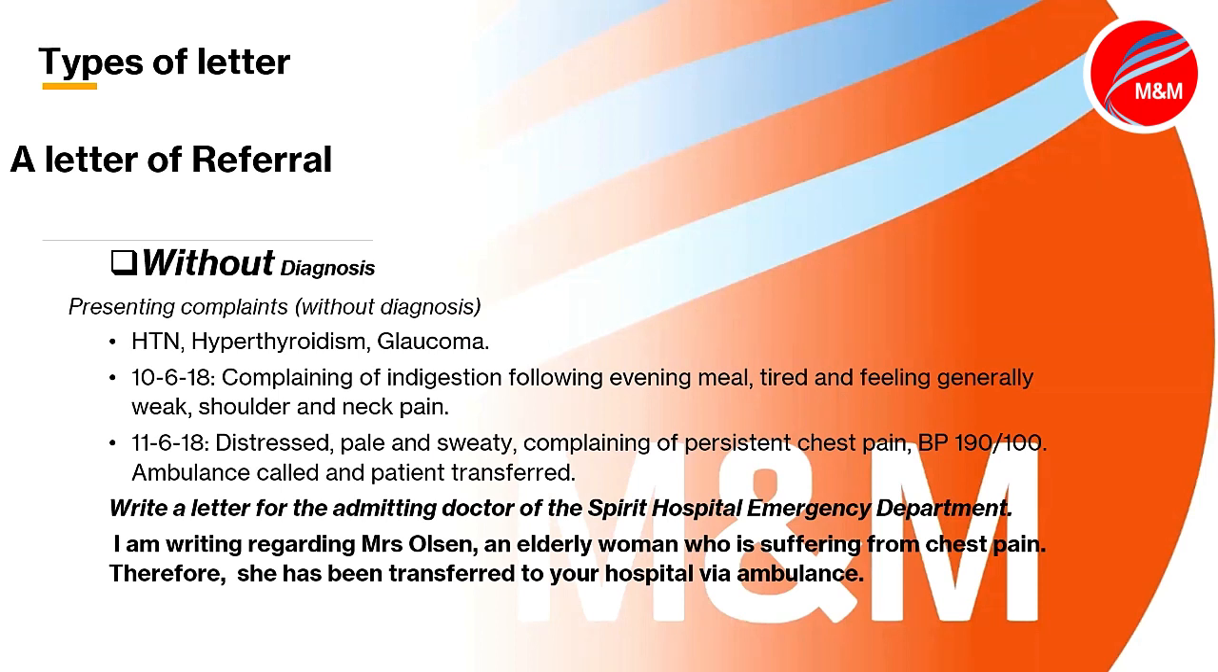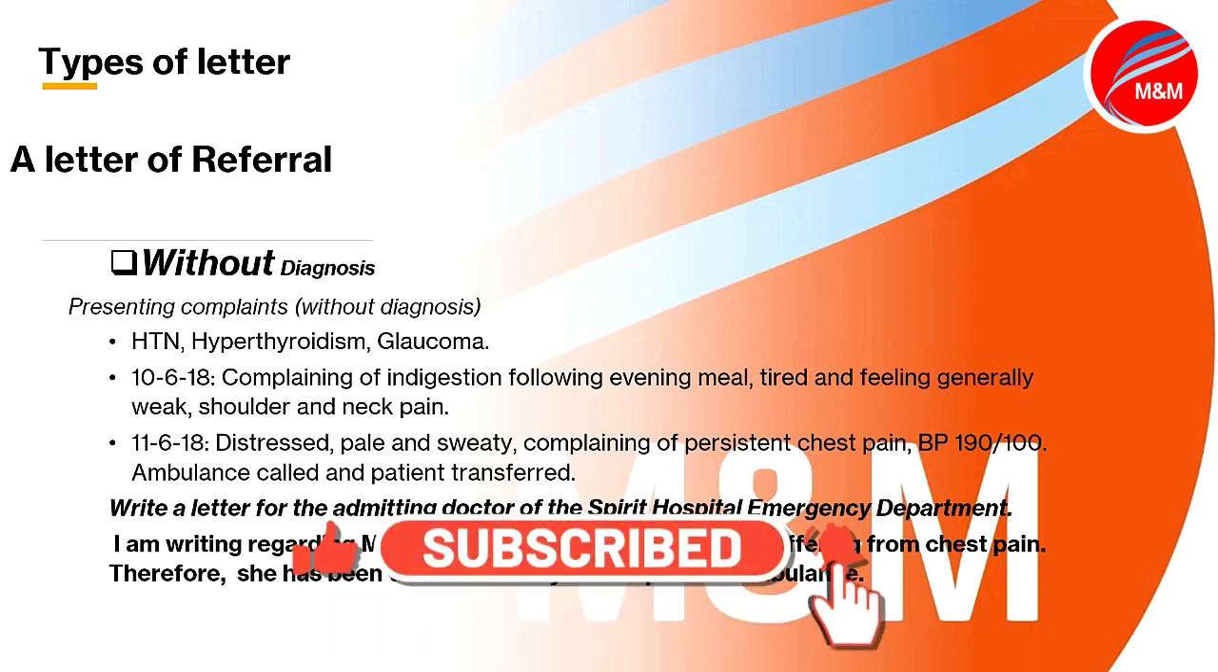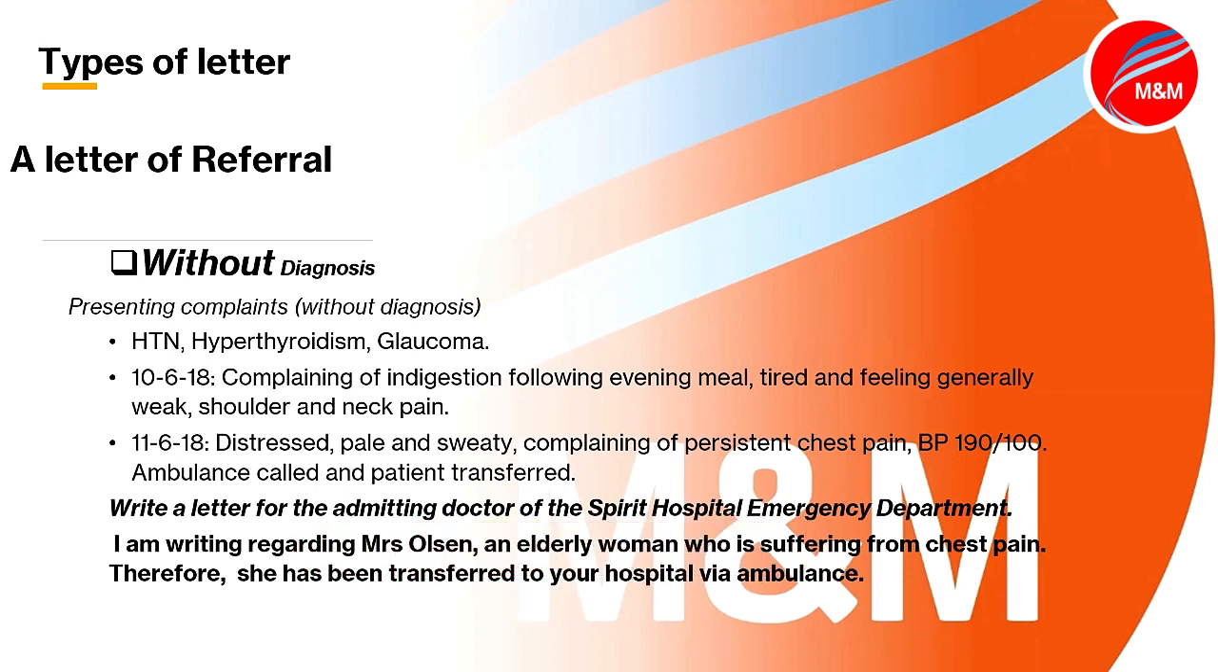And basically, we have this patient, for example, who is distressed, pale, and complaining of persistent chest pain. So in this regard, you can see that this patient is being referred to the emergency department. And you have to write it down in this regard. If you have a patient, you can write it down in this way.